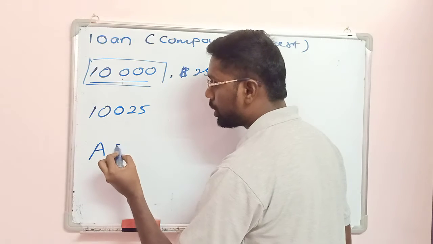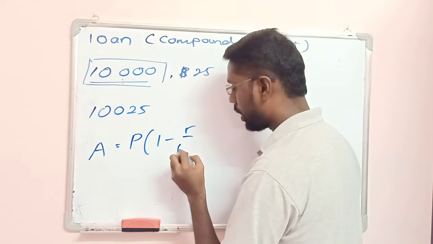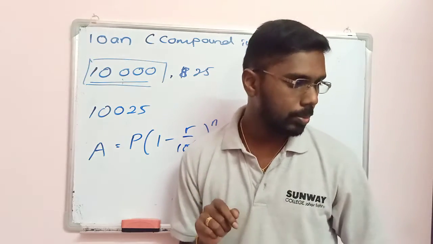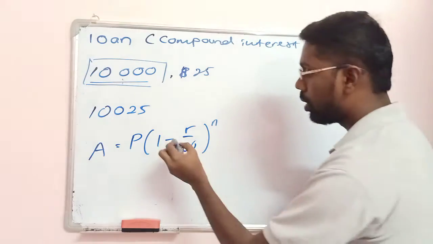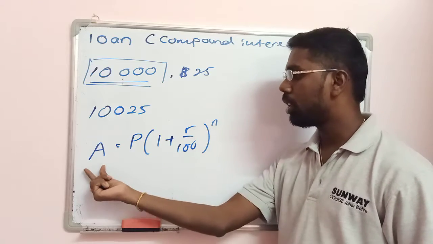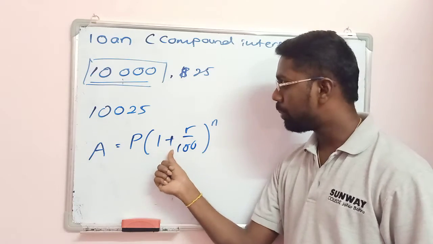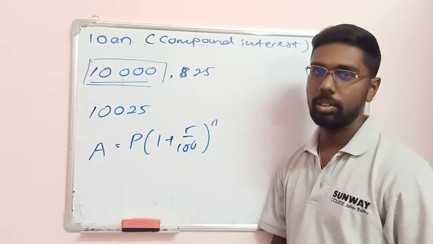To find the total amount that we're going to pay, the formula is P multiplied by 1 minus R over 100 power of n. Sorry, 1 plus. So the total amount is P, where P is the principal, multiplied by 1 plus R over 100 power of n.